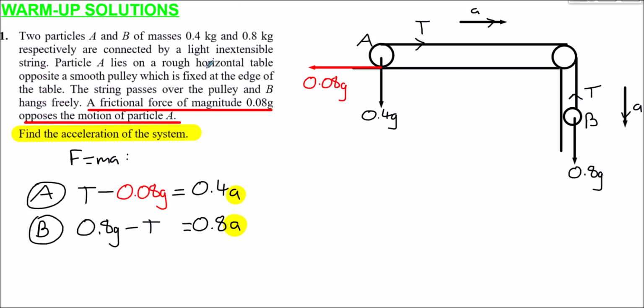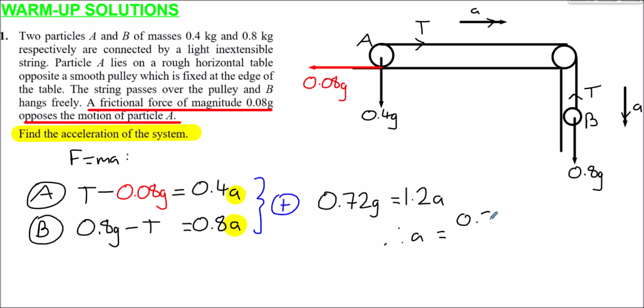Now, if you look at this carefully, you'll notice if I were to add these equations together, I would be eliminating t, because t here plus minus t, that will cancel. So if I add these two together, the t's will cancel. I'll have 0.8 g plus minus 0.08 g. So 0.8 g minus 0.08 g, which gives me 0.72 g. So 0.72 g equals 0.4 of an A plus 0.8 of an A, which is 1.2 A. Therefore, finally, A will be 0.72 g divided by 1.2.